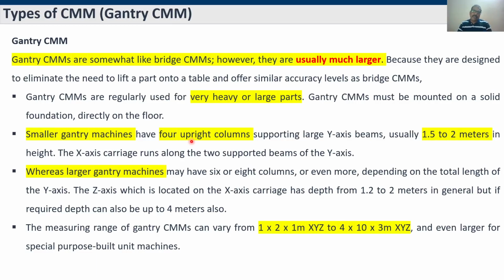The z-axis, which is located on the x-axis carriage, has a depth of 1.2 to 2 meters, not millimeters, meters in general. But if required, the depth can be extended up to 4 meters also. So the measuring range given for gantry is 1 by 2 by 1 meter in XYZ direction to 4 by 10 by 3 meters XYZ. Up to 4 is also possible for this one. So the range is in meters. Up to 10 meters we can have in Y axis.